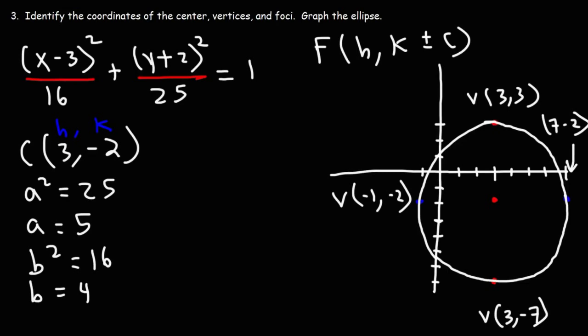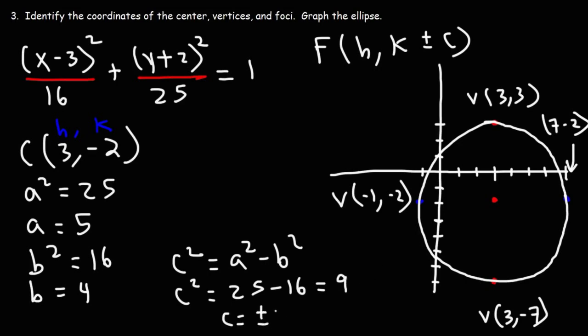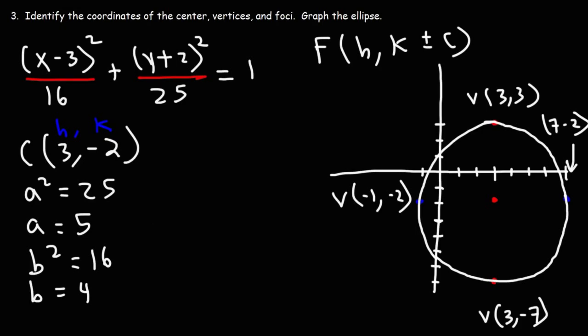So let's begin by finding c. C squared is going to be a squared minus b squared. A squared is 25, b squared is 16. 25 minus 16 is 9. The square root of 9 is 3. So c is going to be plus or minus 3. By the way, technically, a is plus or minus 5, and b is plus or minus 4, because to get the coordinates of the vertices, we would have to add 5 and subtract 5 from the center. So it's technically more accurate to say plus or minus 4 and plus or minus 5 for a and b.